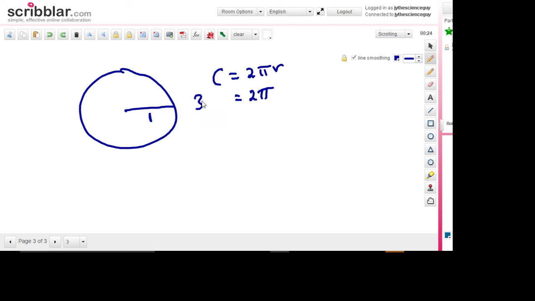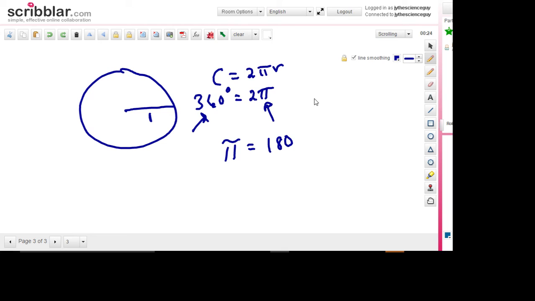Okay. So pi is equal to how many degrees? 180 degrees. Okay. So pi radians is equal to 180 degrees. So that's how you convert from one to the other.